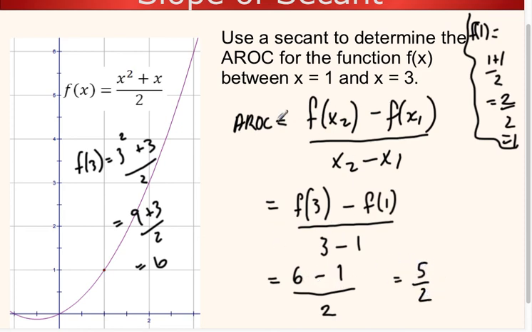So the average rate of change between 1 and 3 on that curve is 5 over 2, or 2.5. That's how we use our equation to do that. That's average rate of change.